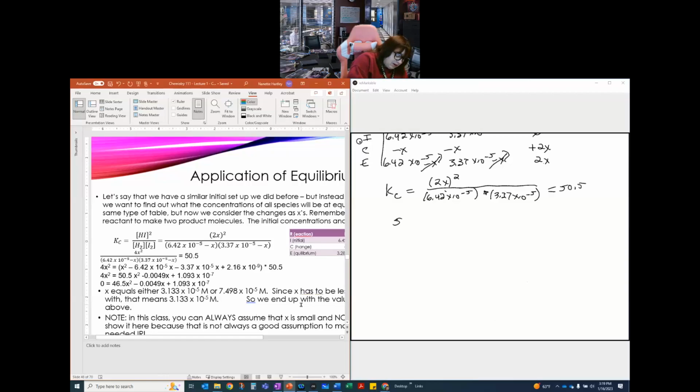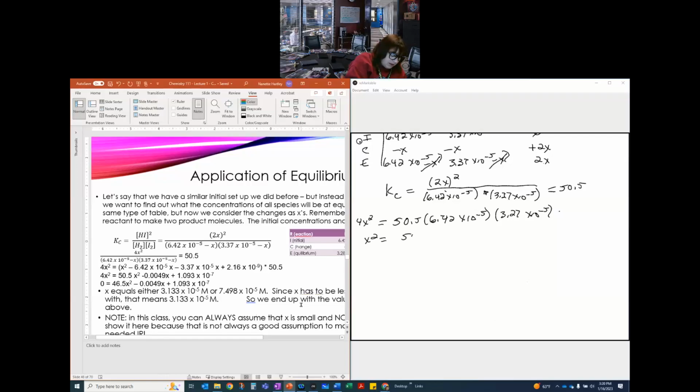So when we do this math, we can do 50.5 times 6.42 times 10 to the negative fifth times 3.37 times 10 to the negative fifth. And that's equal to, and I'm going to move it over here because I like having my x on my left-hand side, we're going to square the 2x. When we square that 2x, I end up with 4x squared because the 2 has to be squared as well. So that's my 4x squared. And so I can do this math.